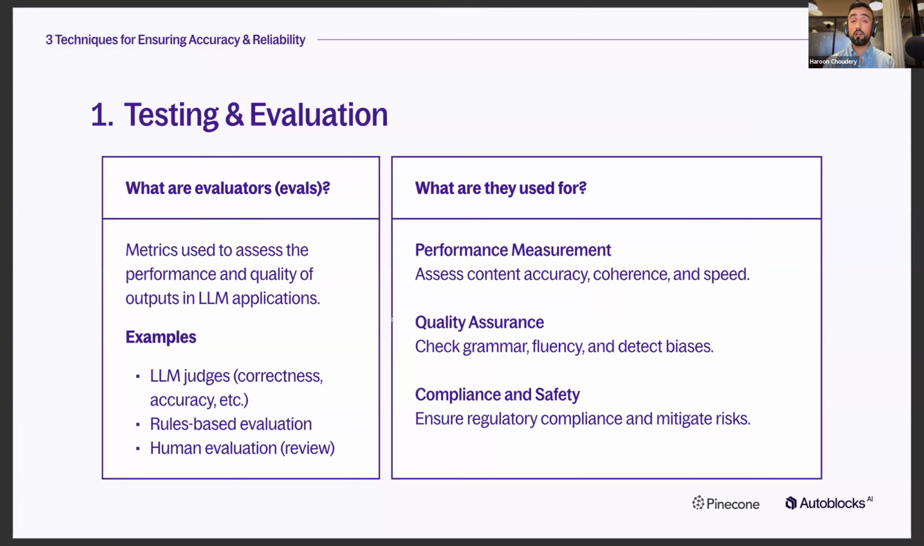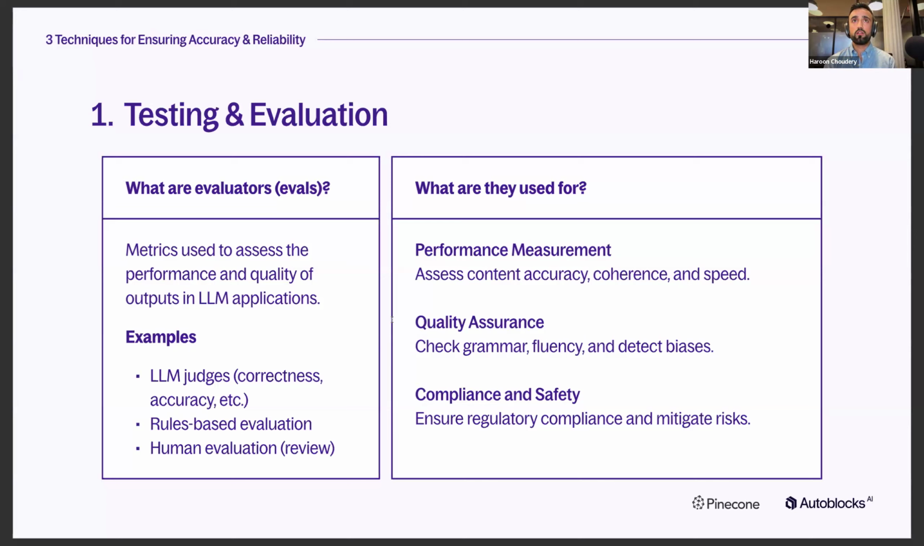Examples of these are LLM judges. So these are essentially LLMs that are used to grade the outputs of LLMs, things like correctness scores, accuracy scores, etc. You have rules-based evaluations. These are things that are normally defined in code. They're more deterministic. So things like using regex to check the pattern of outputs or checking for specific characters in outputs. And then the third thing, which really warrants its own section, so we're going to talk about this as a third technique for ensuring accuracy and reliability, is human evaluation. This is very, very important.